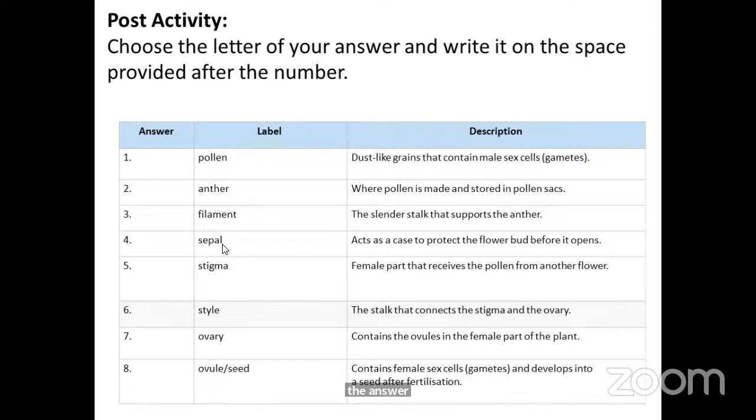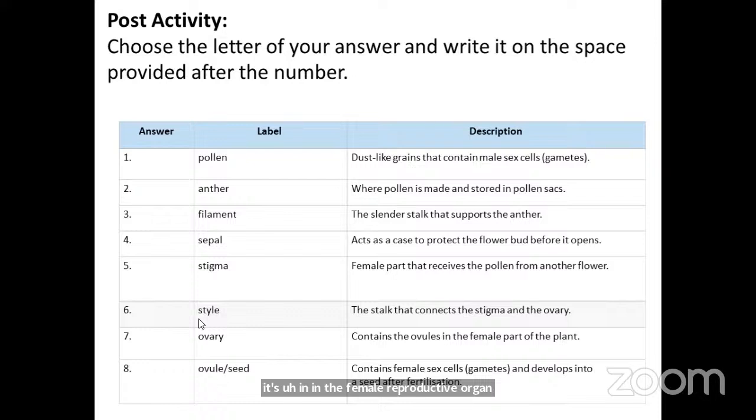The sepal serves as the protection of the flower bud before it opens. The stigma contains the sticky substance that catches the pollen during the process of pollination. And the style, in the female reproductive organ, we call the stalk the style.